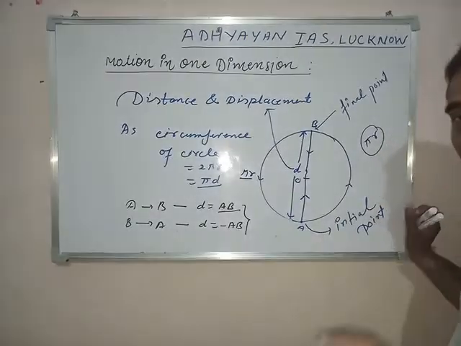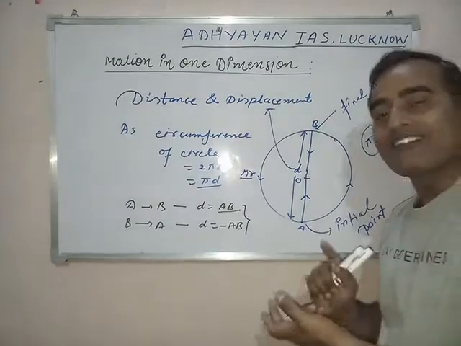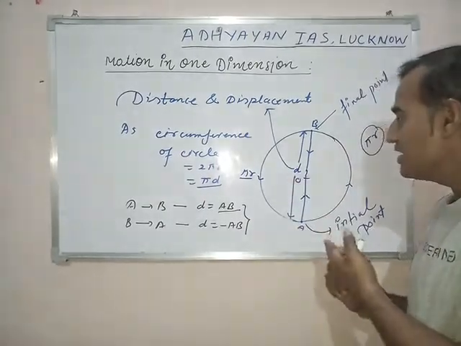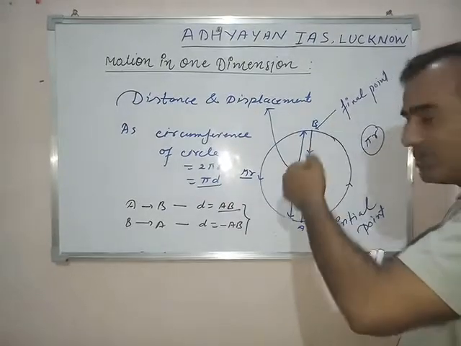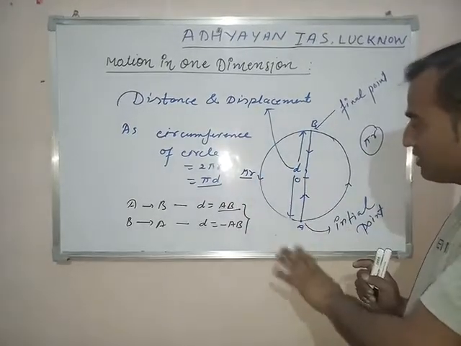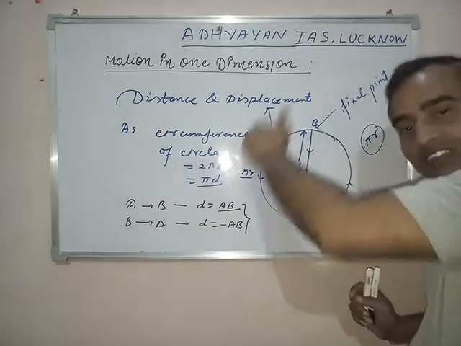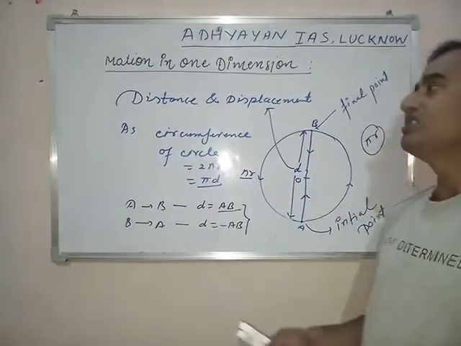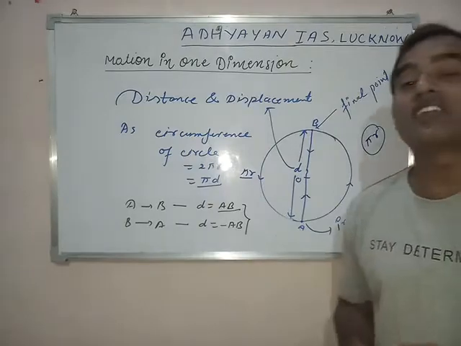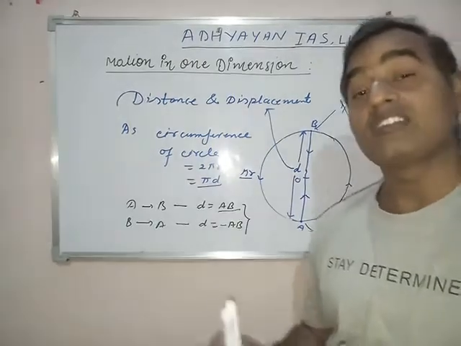So here are explained the properties of distance and displacement in this diagram: distance is always positive, never 0, but displacement can be positive, negative, and finally 0. So this is the best example to understand what distance is and what displacement is.